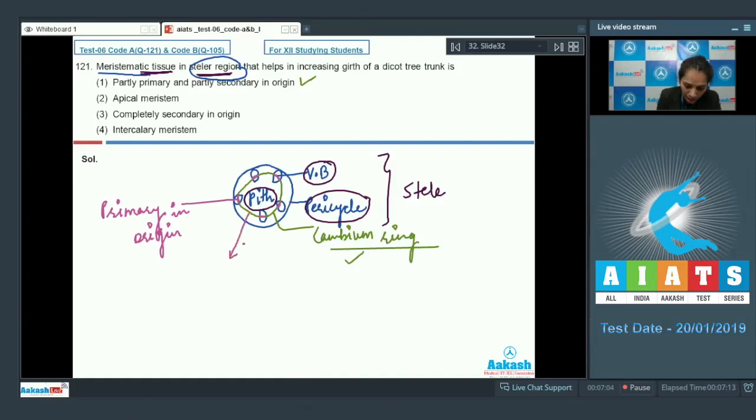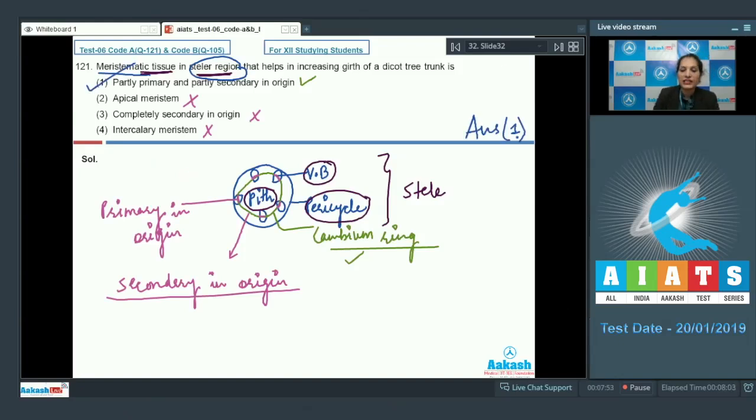And this cambium is interfascicular cambium. It is secondary in origin as it develops by dedifferentiation of the parenchymatous cells. So it is secondary in origin. So this cambium ring is partly primary and partly secondary? Yes. Second, apical meristem? No. Completely secondary in origin? No. Intercalary meristem? No. Apical meristem and the intercalary meristems are the primary meristems. So the correct option for the given question is option number 1. Let's move on to the next question.